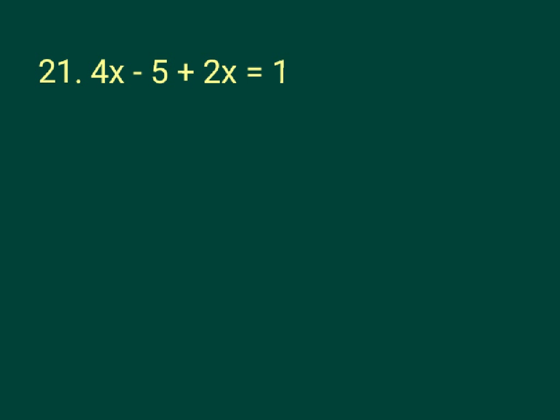We have to do some simplifying on the left side before we figure out what to do next. I'm going to make this subtract 5 the same as add negative 5. Because it's all addition now, I can rearrange any way I like to, and I'm going to put 2x together with 4x. And then add negative 5. That all equals 1. This is 6x. 6x plus negative 5 equals 1.